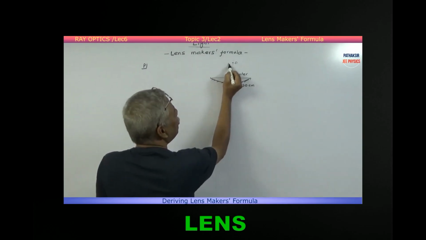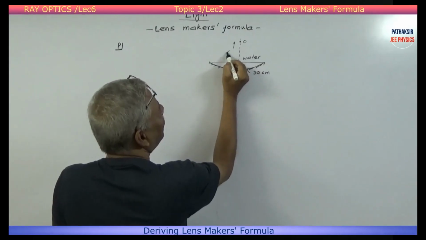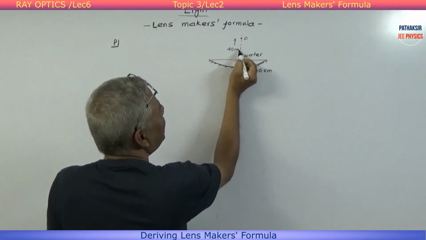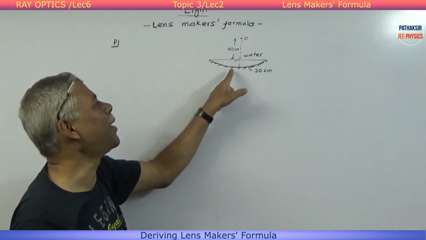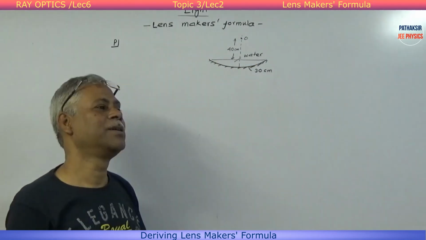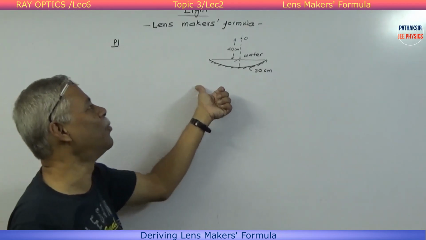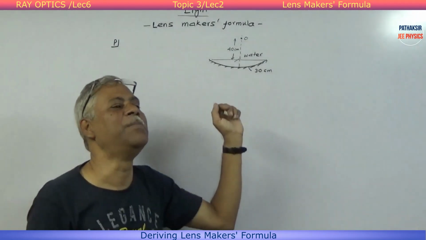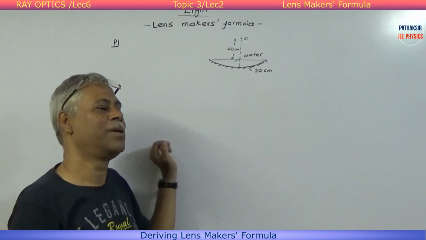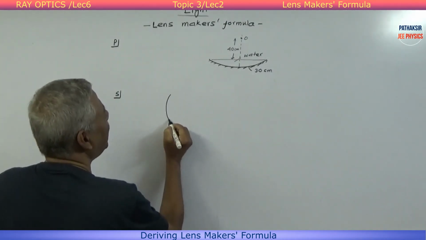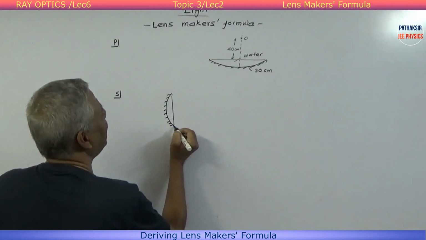Placed at a distance of, say, 40 centimeter, where will the image fall? In such a case also, you can find the focal length of the body. Then you can apply the formula 1 by v minus 1 by u equal to 1 by f, or 1 by v plus 1 by u equal to 1 by f. We will tackle this type of problem in this way. This one is an easy illustration.